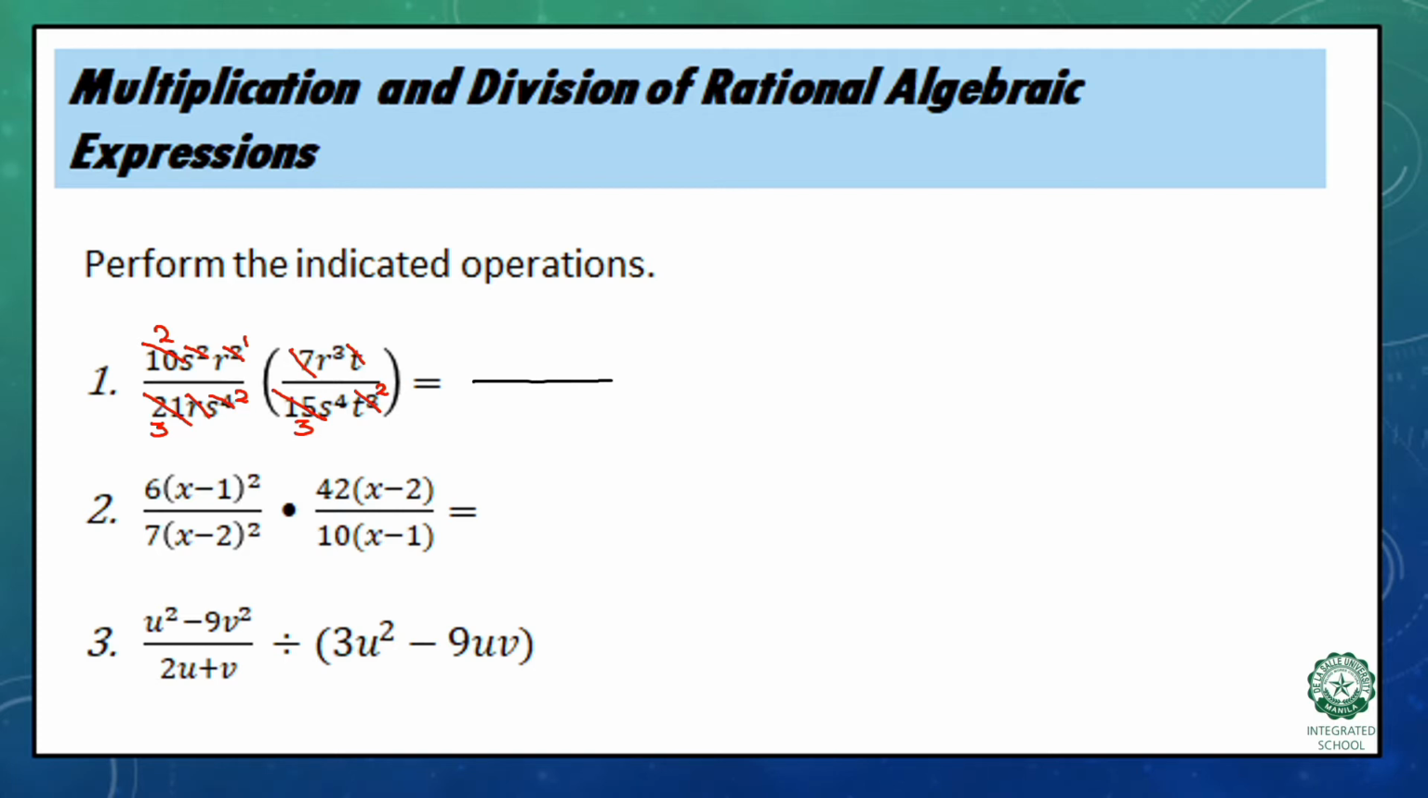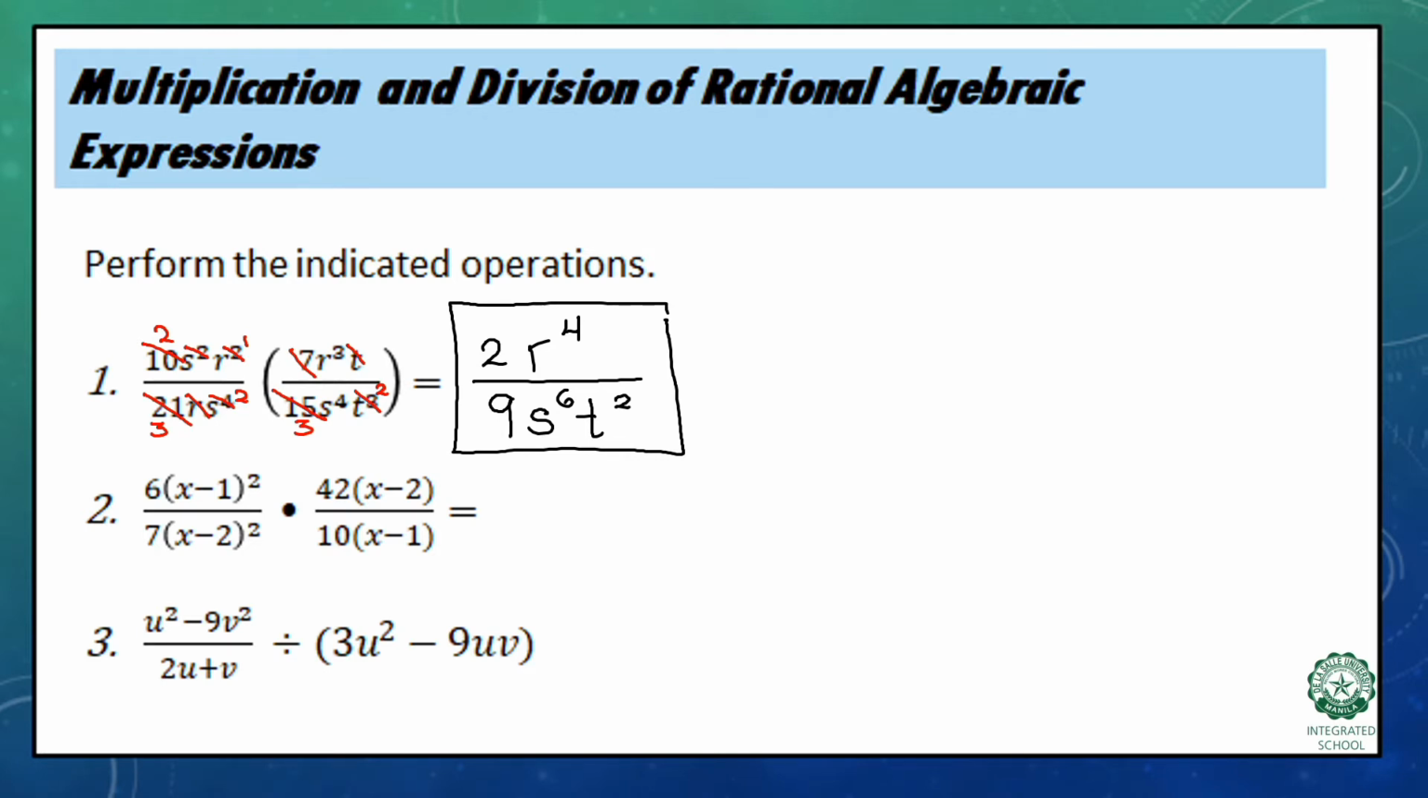So the numerator will be, we have 2, and then we have a variable r times r cubed. We're going to have r raised to the 4th power. 3 times 3, we have 9 in the denominator. And then we have s squared times s raised to 4, which will be s raised to 6. And we still have t squared in the denominator. And that will be your final answer for number 1.